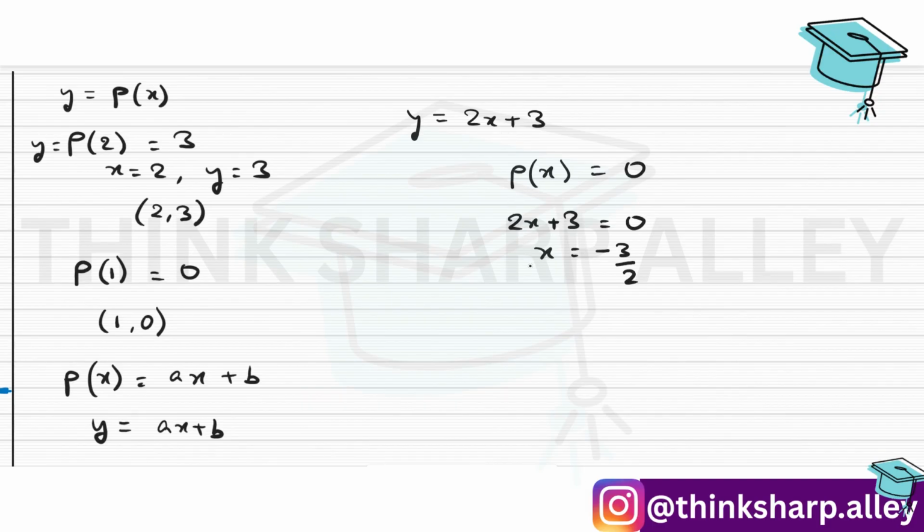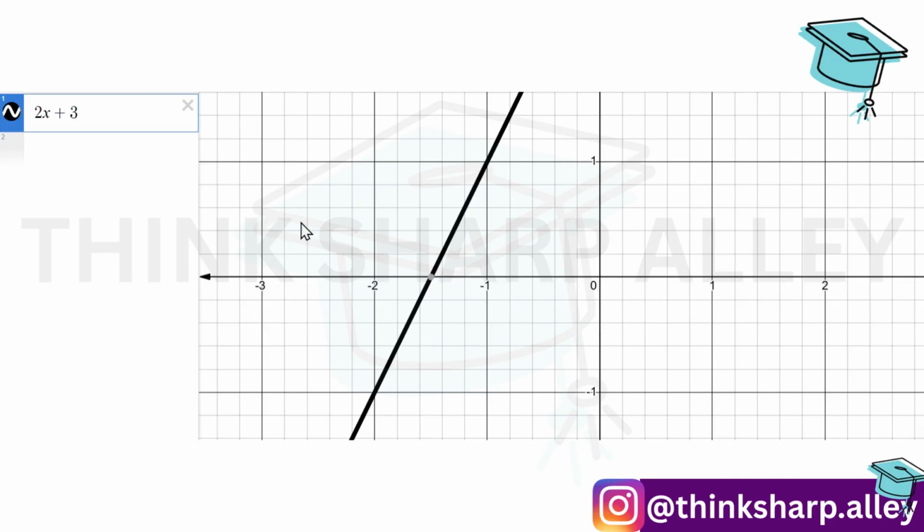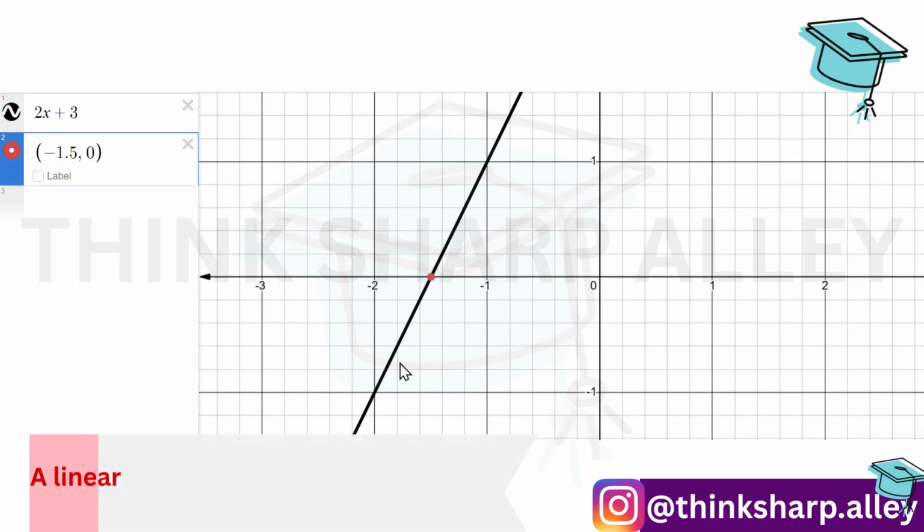Now, how do I find the zero from the graph? Let us draw the graph of 2x plus 3. I told you from the graph how to determine the zeros. We will see the point where it cuts the x-axis. Since it's a linear polynomial, it will have exactly 1 zero. And that is why it cuts the x-axis at only one point, which is the zero of the polynomial.